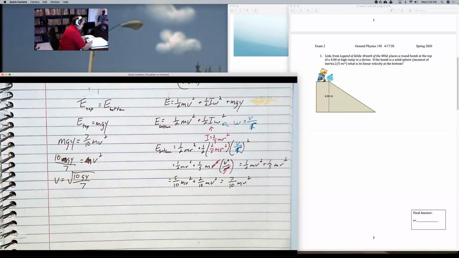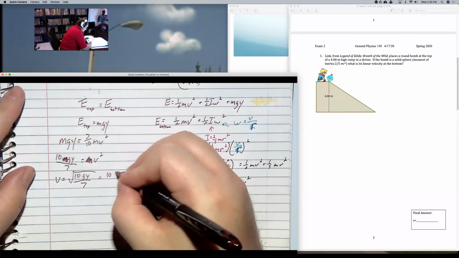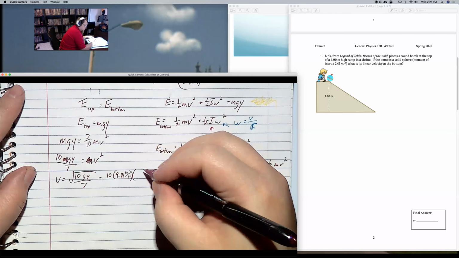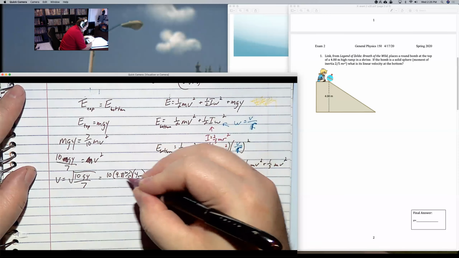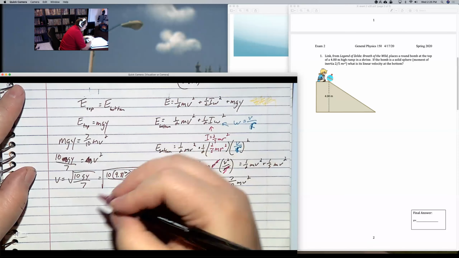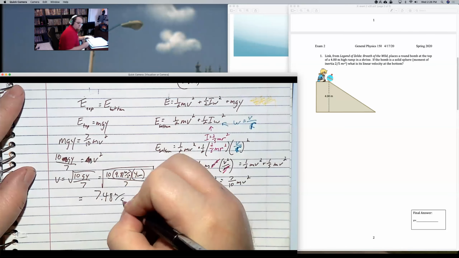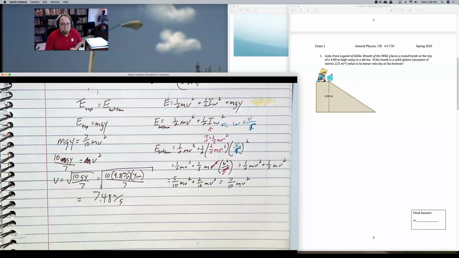But either way, I can plug in my numbers. 10, 9.81, 4 meters. Square root of that gives 7.48 meters per second. And that's our linear velocity.